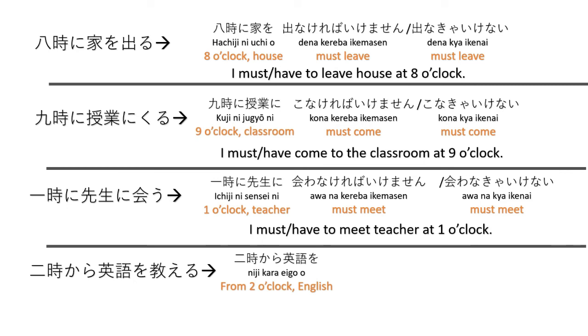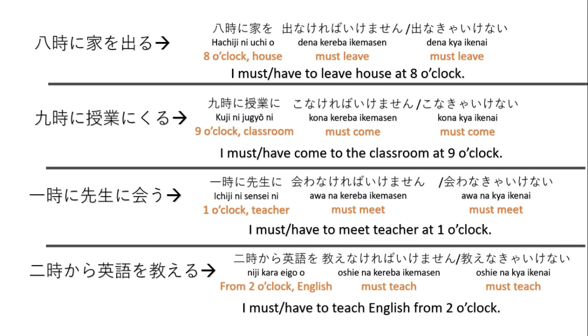From 2 o'clock, must teach English. 2時から英語を教える. So, 2時から英語を教えなければいけません or 教えなきゃいけない. So, 教える, to teach, becomes 教えない. I must or have to teach English from 2 o'clock.